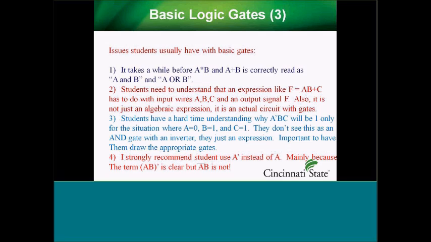Students also need to understand something like A prime BC. What is A prime BC? It's A being inverted and put into an AND gate with B and C. So the only thing that can give me a 1 is if A is a 0, B is a 1, and C is a 1. Students have a hard time with that, and we have to work on that. I try to really make them understand what that looks like, with the gates, and how they actually see that.